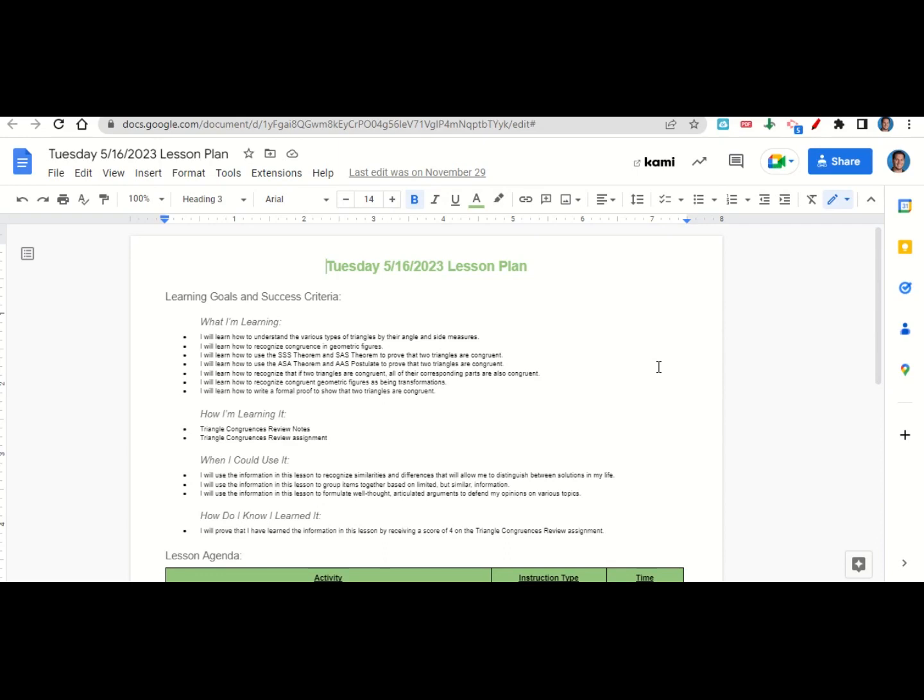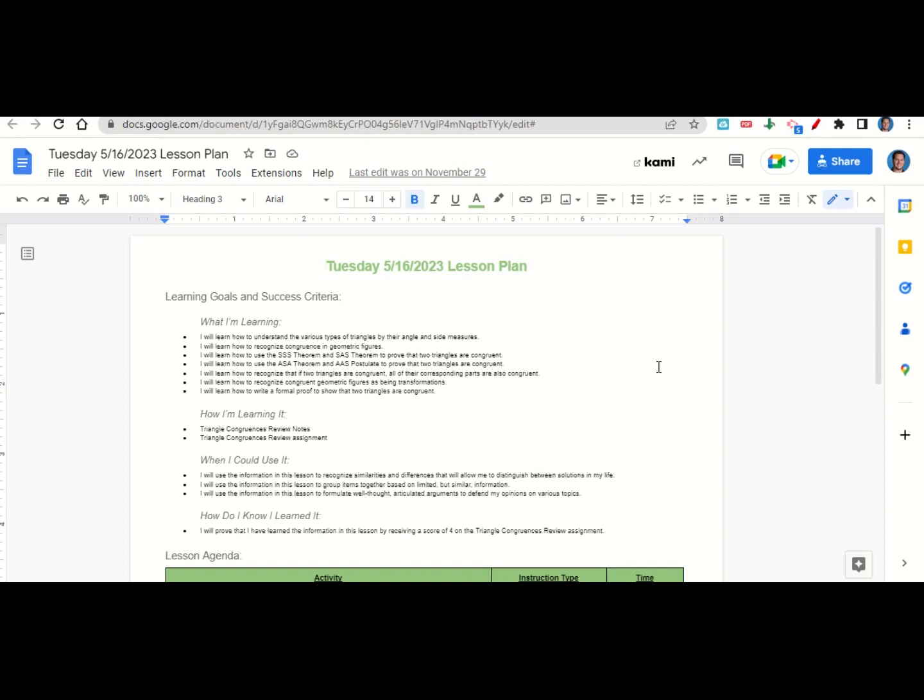Through the Triangle Congruences review notes and the Triangle Congruences review assignment. When can we use this information? To recognize similarities and differences that will allow you to distinguish between solutions in your life, to group items together based on limited but similar information, and to formulate well-thought, articulated arguments to defend your opinions on various topics.